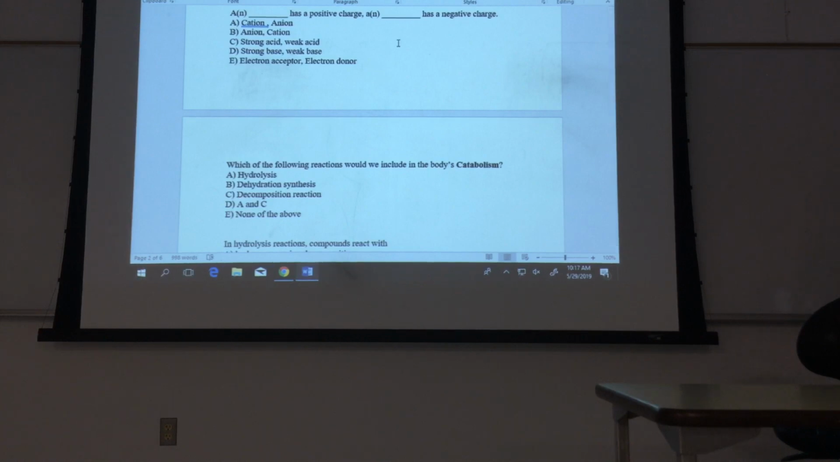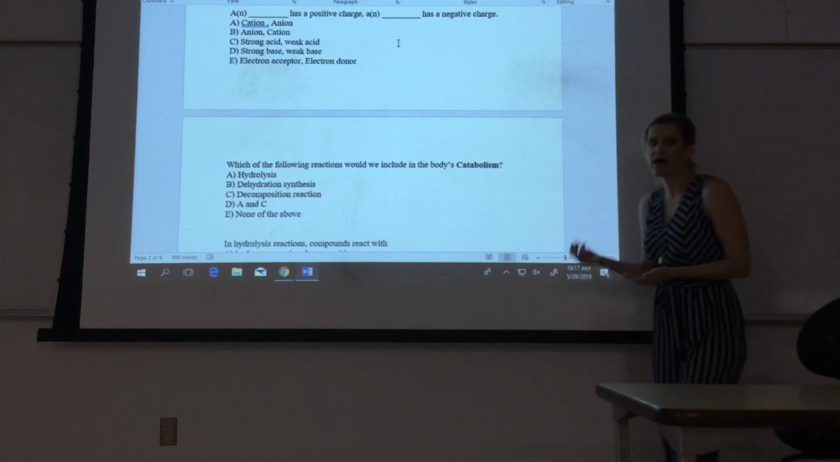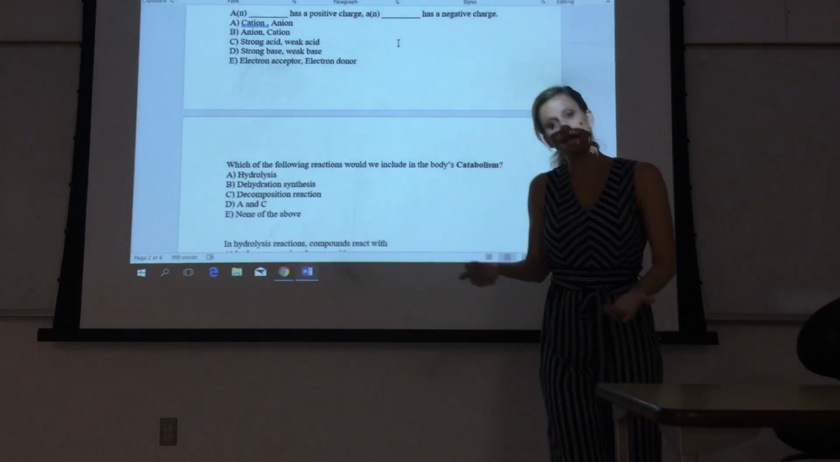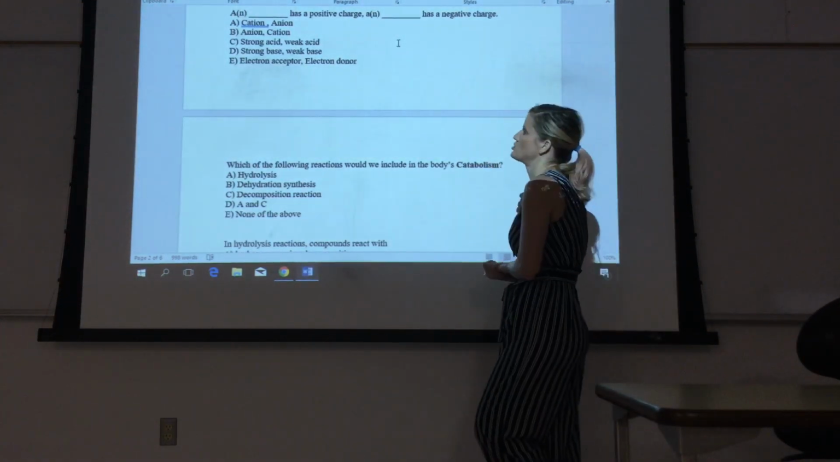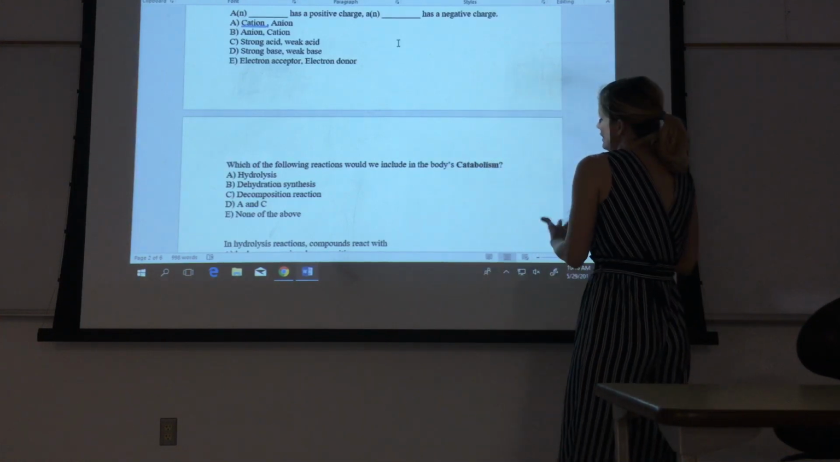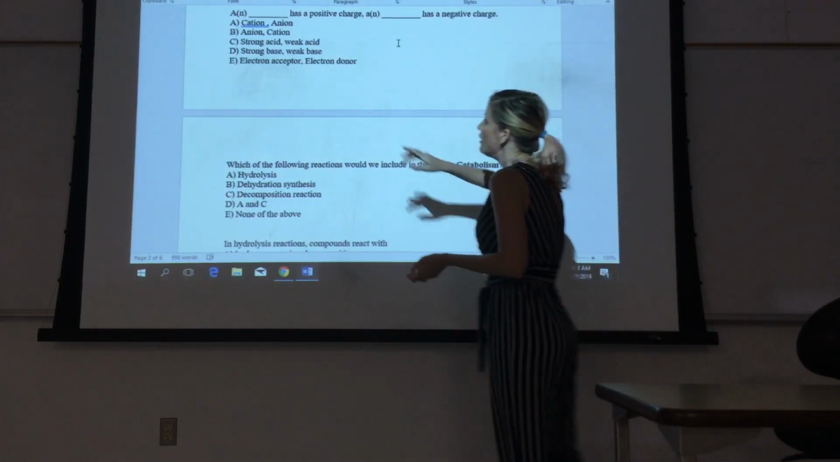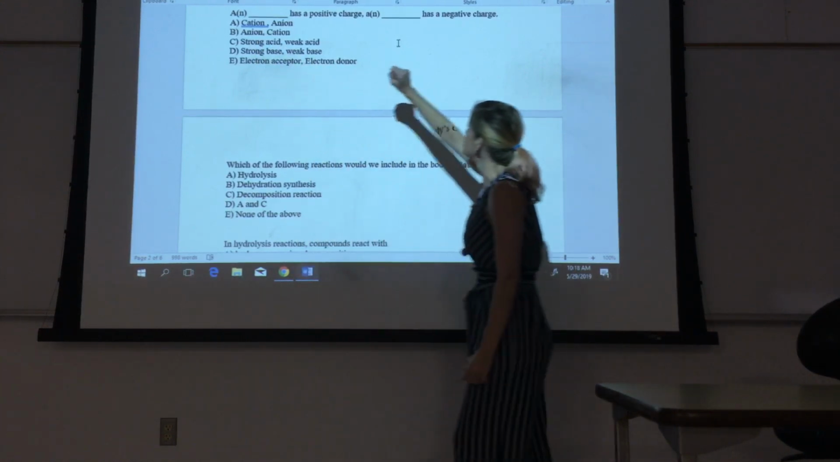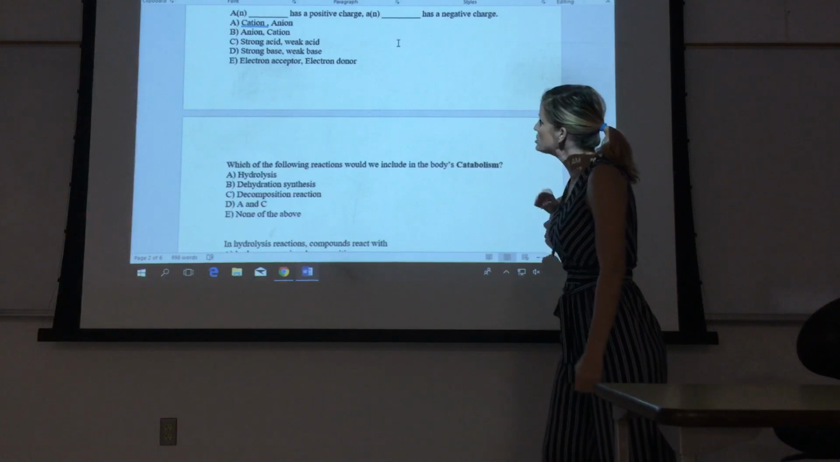Okay, so speaking of ions, right? Speaking of atoms that have charges, we can have an ion with a positive charge or a negative charge. Okay, so let's look at this next question. A blank has a positive charge, a blank has a negative charge. Okay, so let's look at A. A cation has a positive charge and an anion has a negative charge.